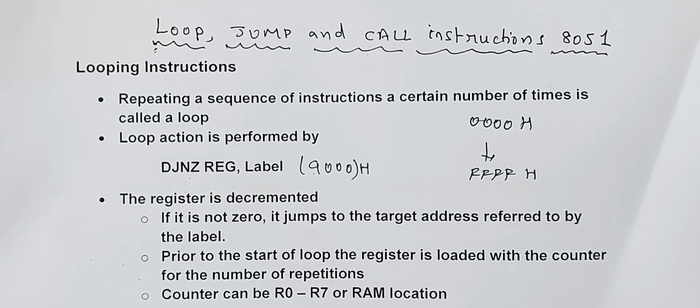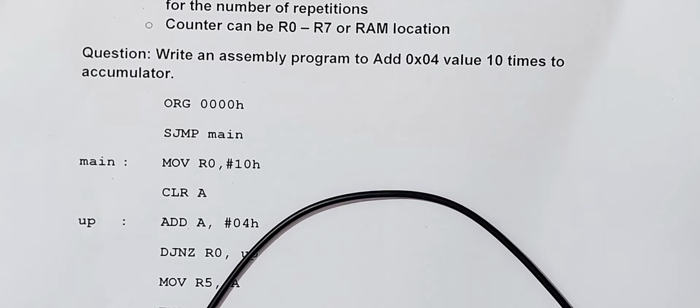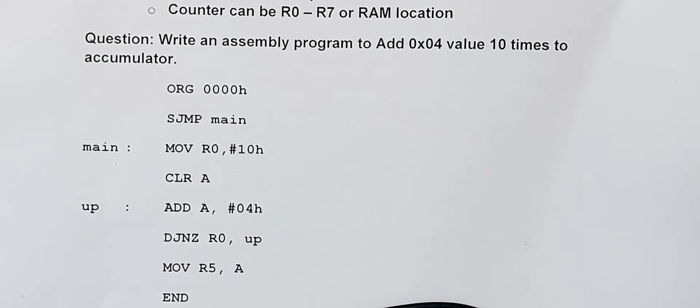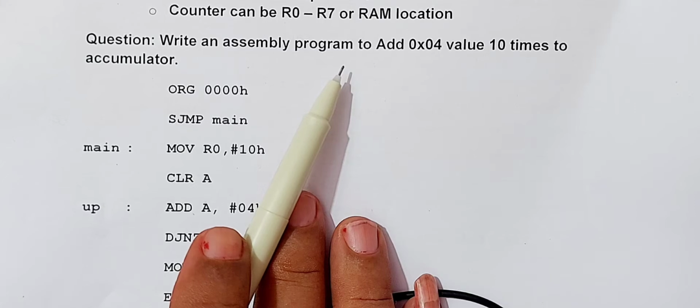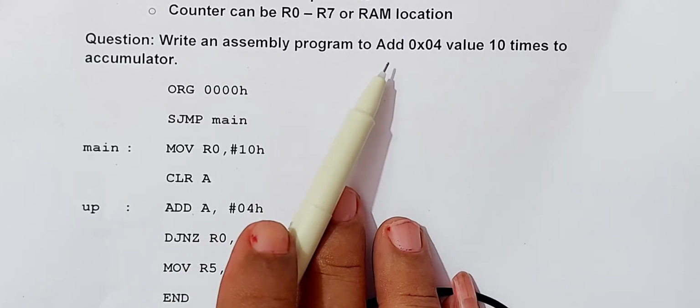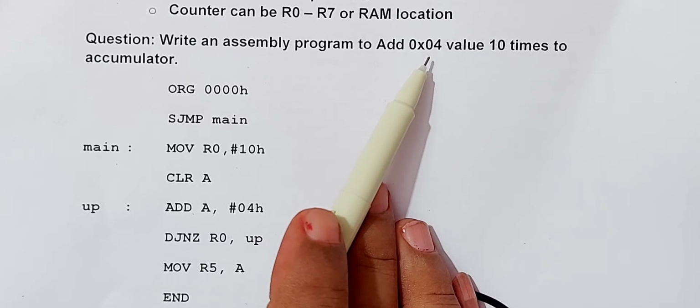Now, I will explain this with an example. You can understand this better with an example. See, write an assembly program to add 2 bytes. One byte is 00, another byte is 04.